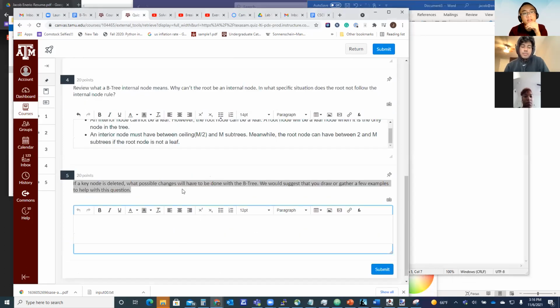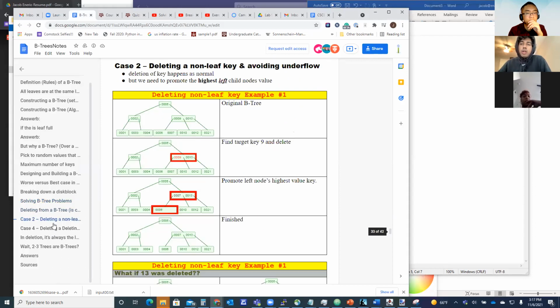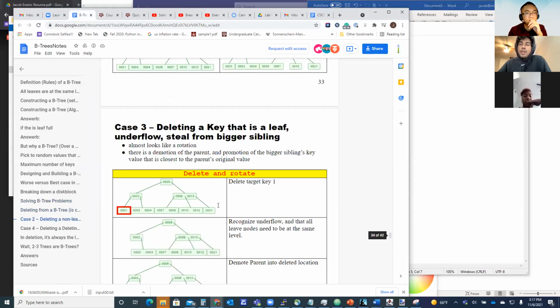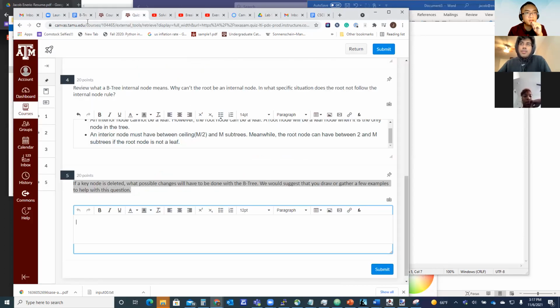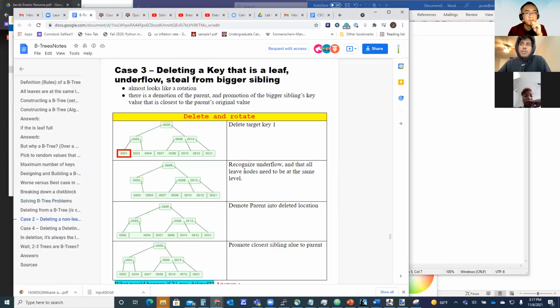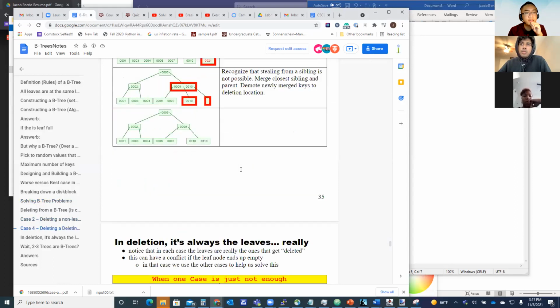So if a key node is deleted, what possible changes will have to be done to the B tree? This example is actually shown, I think, at the end of the document, right? Yeah, deleting. It wasn't in the video, though. Yeah, key node is deleted. So it depends on what kind of key we are deleting.